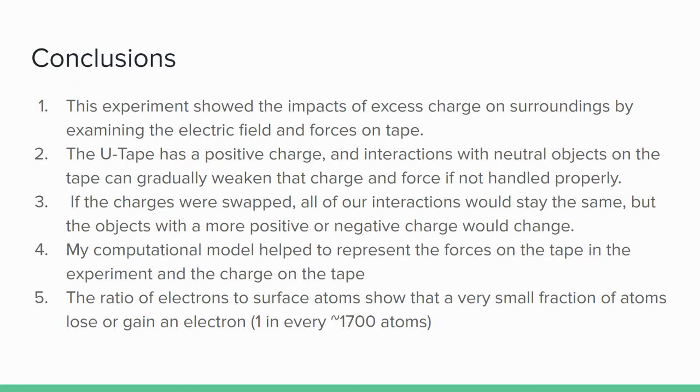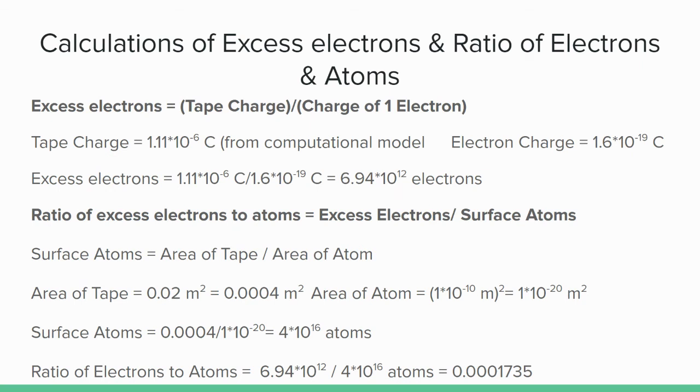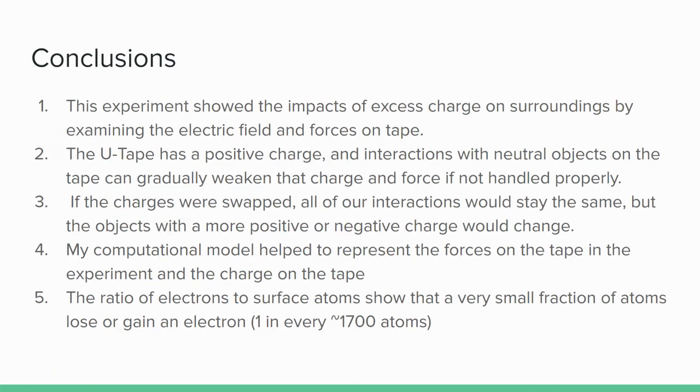And then my computational model helped to represent the forces on the tape in the experiment and the charge in the tape. And lastly, the ratio of electrons to surface atoms shows that a very small fraction of atoms lose or gain an electron, which, as you can see in my last calculation, was about 1,700 atoms would lose or gain an electron.